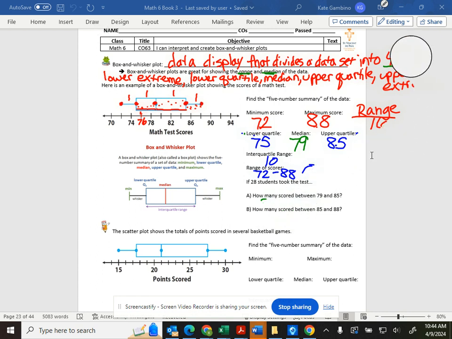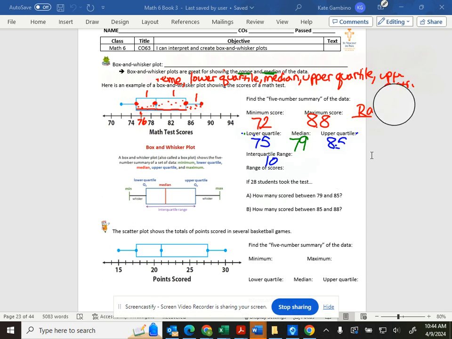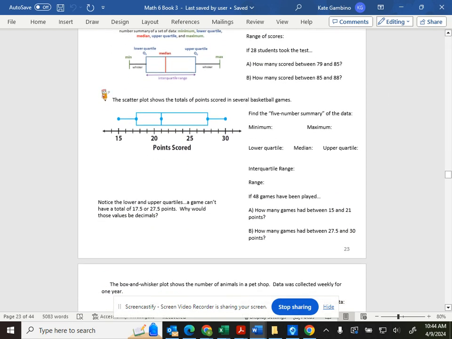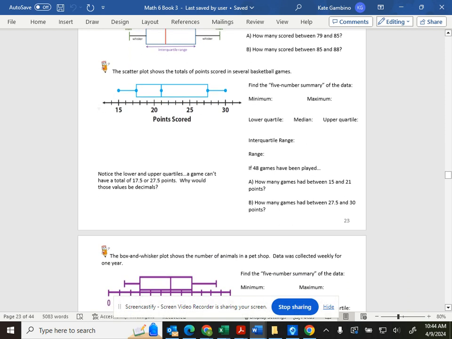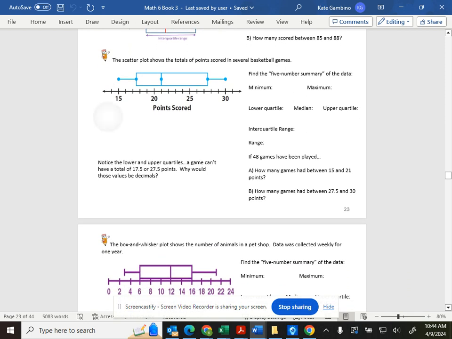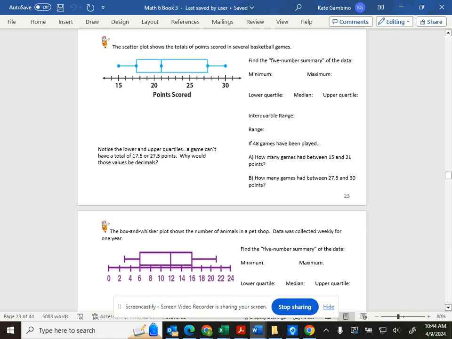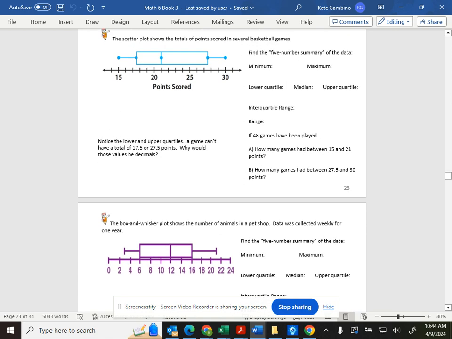So let's look at our next one. The scatter plot shows the totals of points scored in several basketball games. Find the 5-number summary of the data. What was my lowest points scored in a basketball game? What is my minimum score?